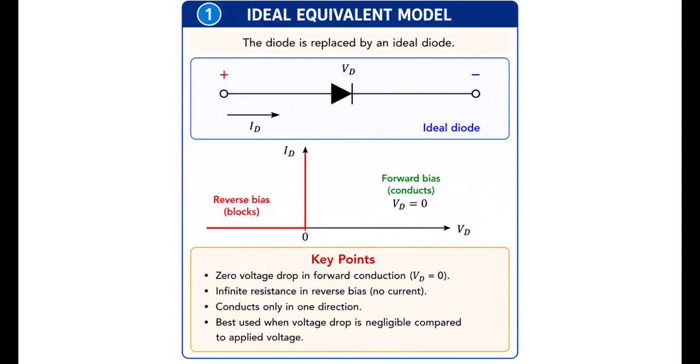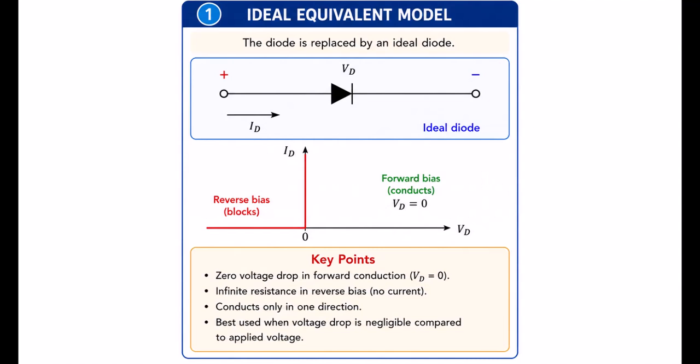When the ideal diode is forward biased, it conducts perfectly. It behaves like a closed switch or a short circuit. Therefore, the voltage drop across a forward biased ideal diode is zero. In other words, during forward conduction, Vd is equal to 0 volts.